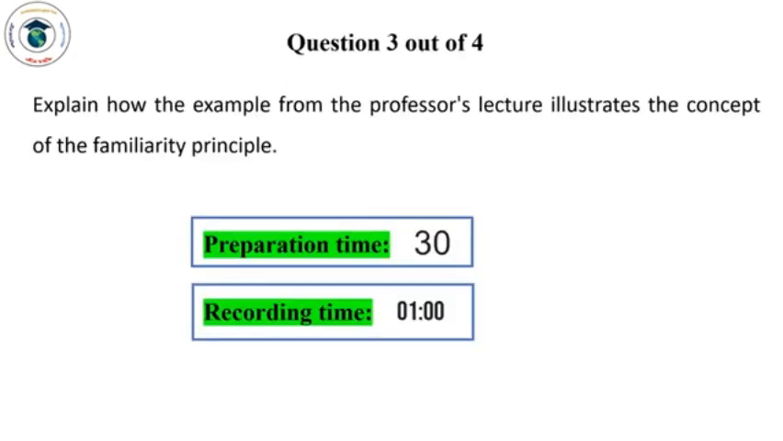Explain how the example from the professor's lecture illustrates the concept of the familiarity principle.